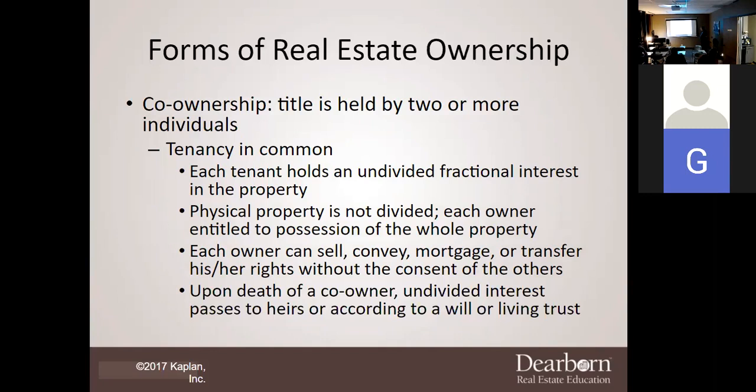We're going to go to the 4th bullet. Upon the death of the co-owner, the undivided interest will pass to their heirs or according to their will or their living trust. So say that Mr. Keith actually did not have a problem with Mr. Garrett or Mr. Eugene. Mr. Keith just passes away, and Mr. Keith's wife, who ended up hating Mr. Eugene and Mr. Garrett, she now gets control of the business.